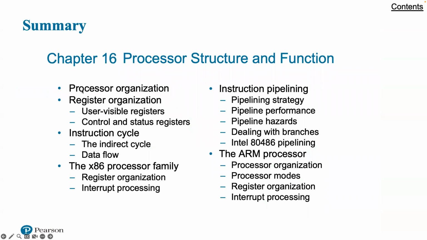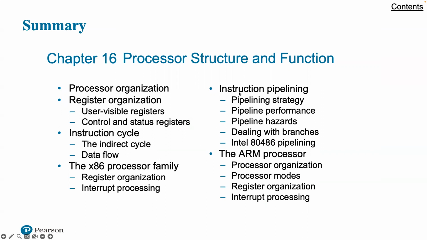So we talked about processor organization. Previously, we talked about the instruction sets. Now we're getting into the more nitty-gritty details of the processor. We talked about the register organization, ones that are available for the users to use and other ones that are for control and status. We talked about the instruction cycle. There, the fetch and execute are the main things, but you can have an indirect cycle. We then got into a lot of details on the x86 processor family, the register organization, and the interrupt processing.